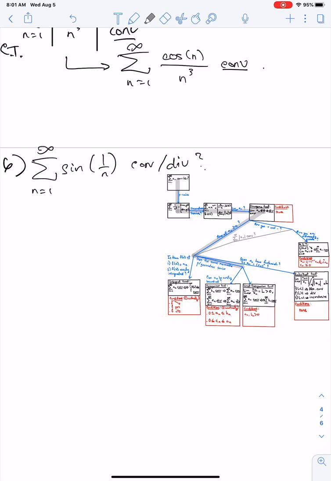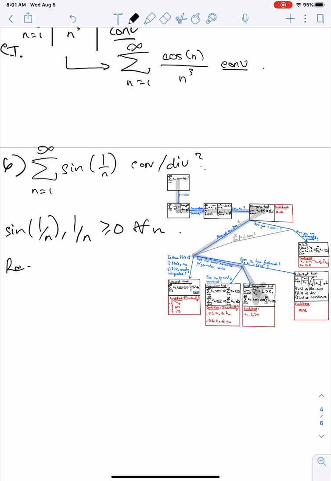It's kind of hard to bound sine of 1 over n by any kind of p series that I know of. So maybe my best option here is to do a limit comparison test. Okay. So conditions, well, we know sine of 1 over n is going to be bigger than or equal to 0 for all n.